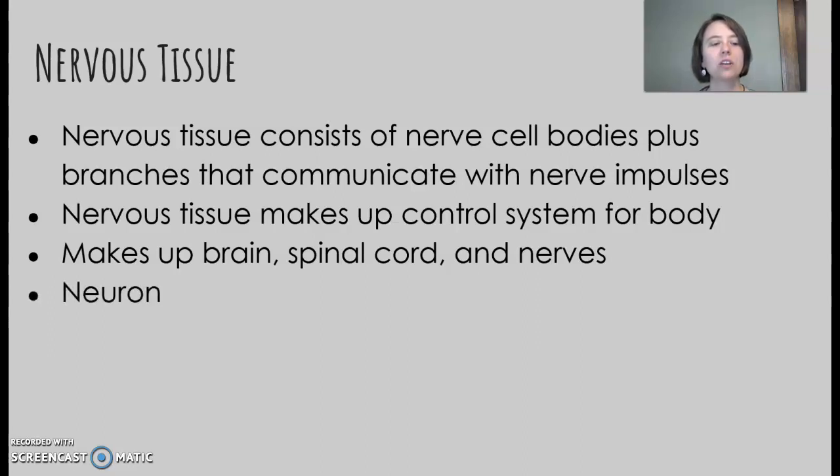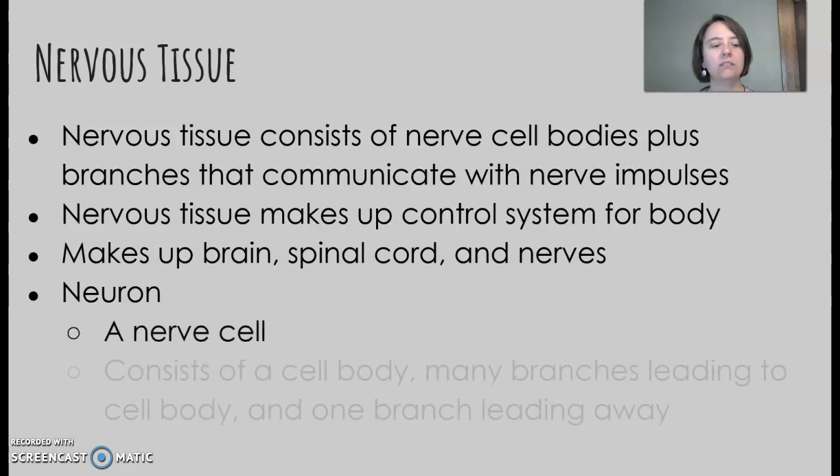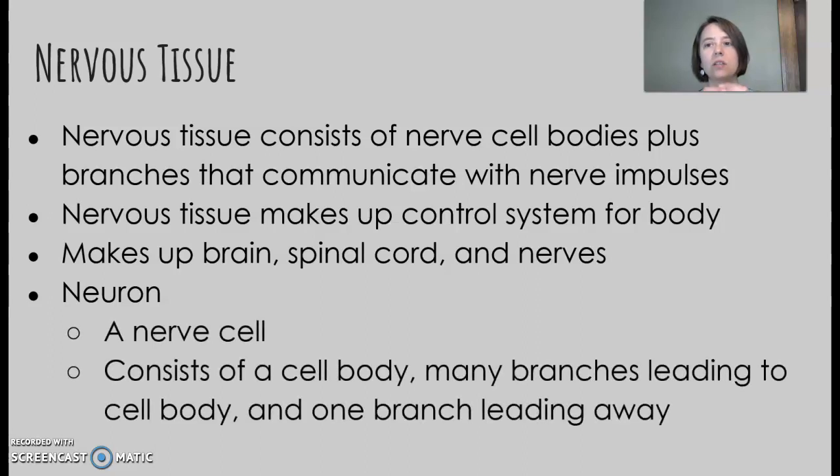So a nerve cell is a neuron, and a neuron has one cell body, and then it has many branches leading into the cell body that we'll learn are called dendrites, and then one branch leading away from the cell body that we will learn is called an axon.